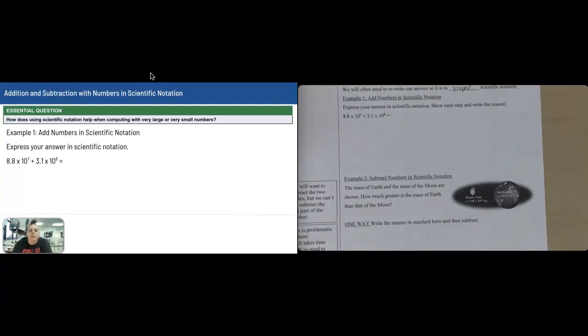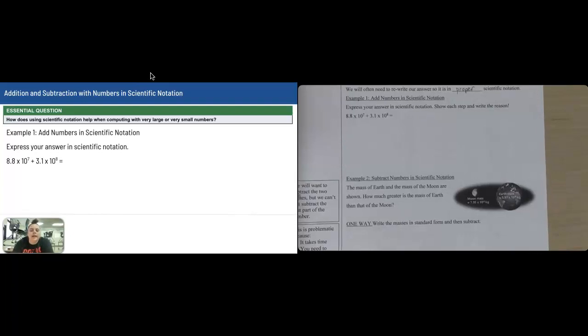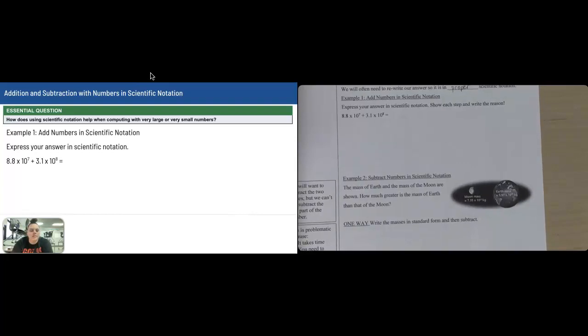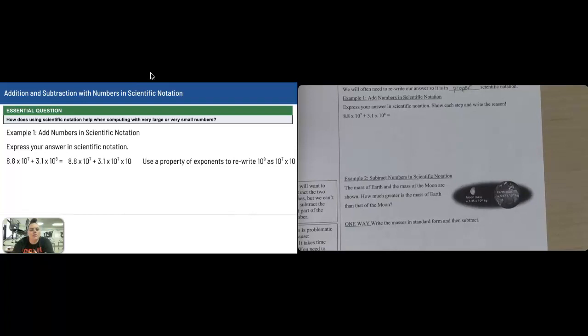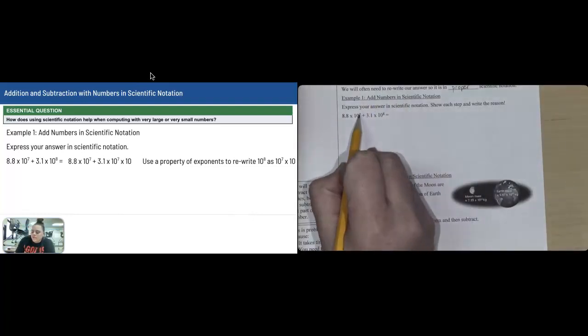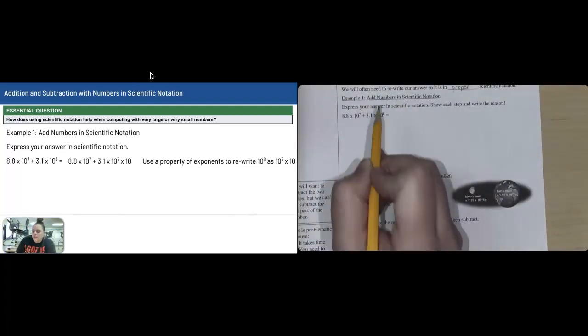In our first example, we'll look at adding numbers in scientific notation. So we are going to add 8.8 times 10 to the 7th plus 3.1 times 10 to the 8th. Now we could write these numbers out and do our addition, or we could keep them for the most part in scientific notation. What we're going to do is first use a property of exponents to rewrite 10 to the 8th as 10 to the 7th times 10. So we want to have the same power of 10.